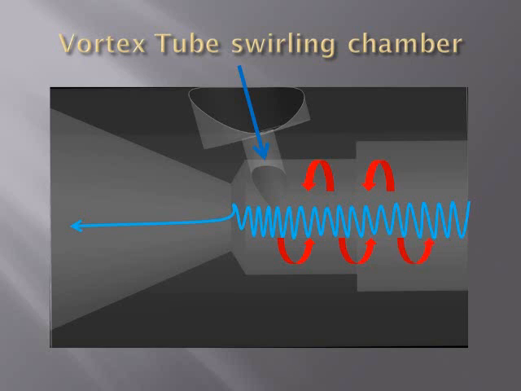As you can see, when the swirl is induced, the hot air travels on the outside walls of the vortex tube while the cold air travels inside the swirling hot air. This creates the necessary conditions for the heat exchanging process.